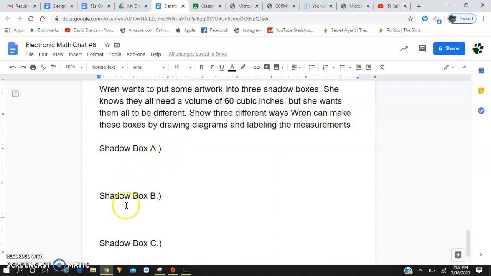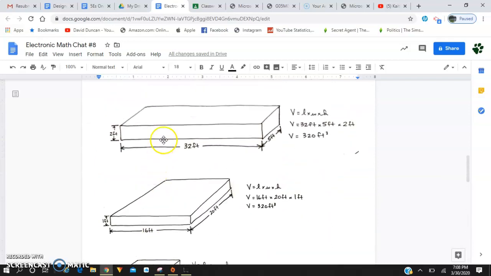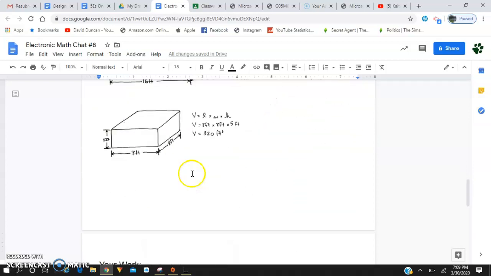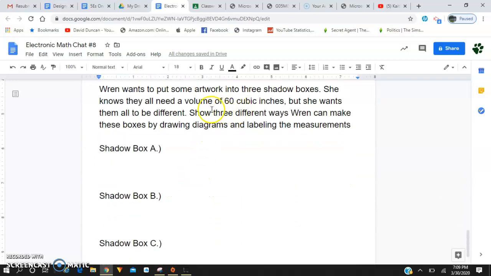You cannot share dimensions between the boxes. So like up here, I didn't repeat any of the dimensions. I didn't say 32 times 5 times 2 equals 320, and then 2 times 5 times 32 is 320. All of the dimensions have to be unique. You can't repeat dimensions, okay? And instead of doing 4 like I did, you only have to come up with a total of 3.